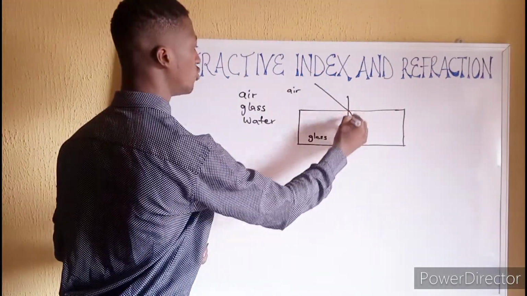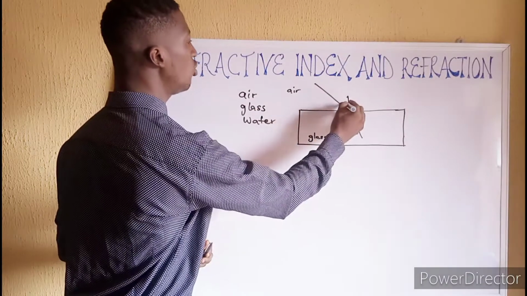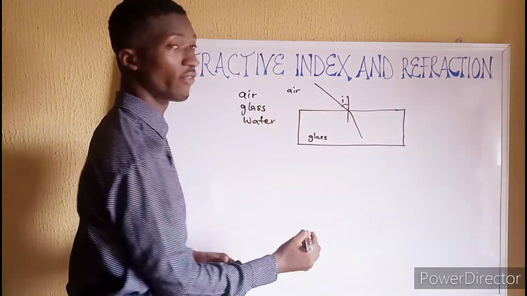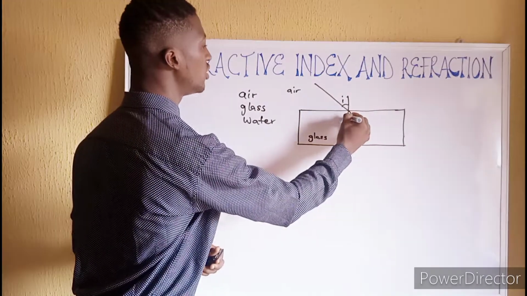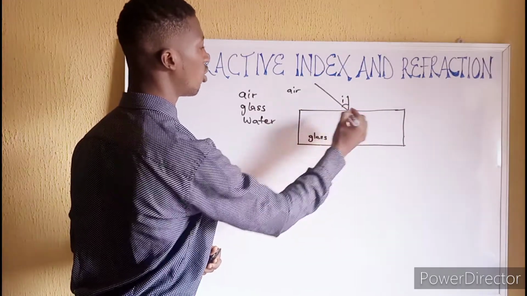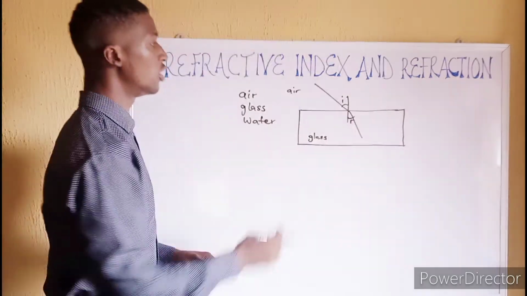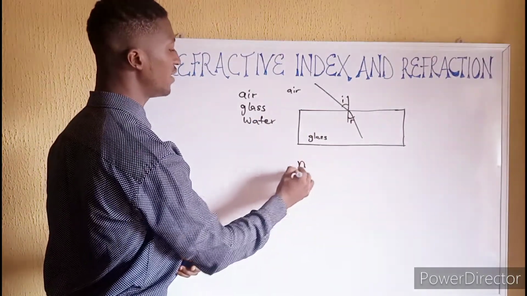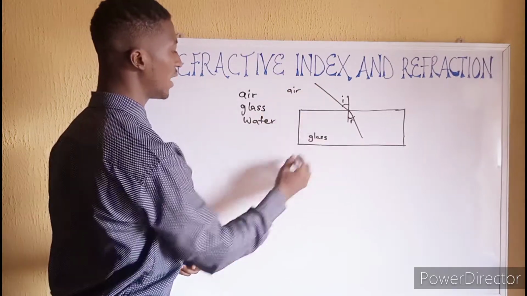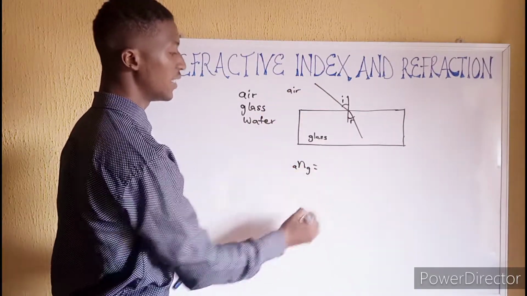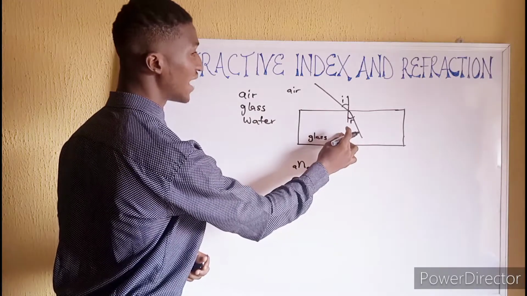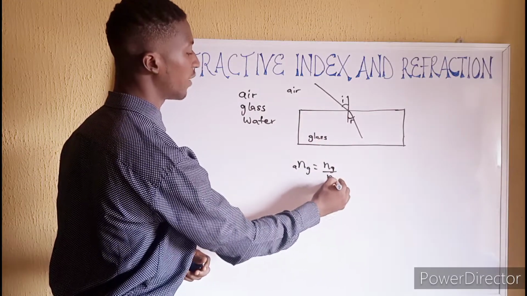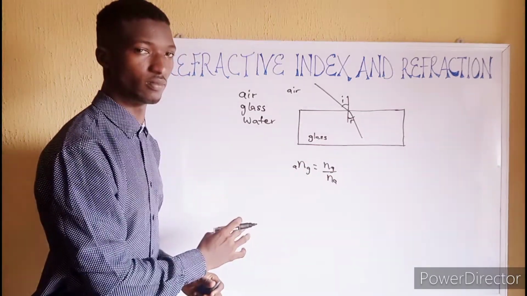So we have a normal drawn like this. The angle which the incident ray makes with the normal is called the angle of incidence, and the angle which the refracted ray makes with the normal is called the angle of refraction. To determine the refractive index, we say that the refractive index of light moving from air to glass can be taken as the refractive index of the glass, which is the second medium, over the refractive index of air, which is the first medium.